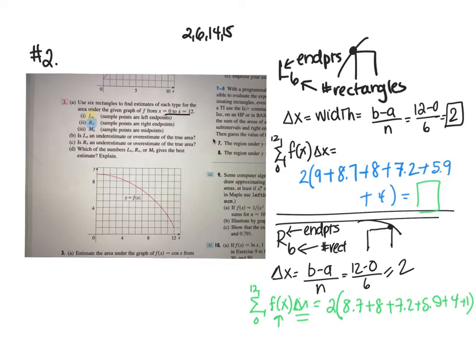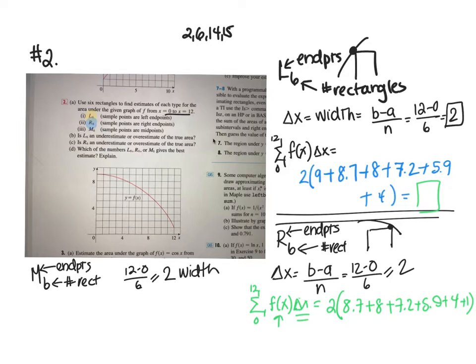But if I do the midpoint 6, again, remember M means that's where my endpoints touch, and 6 means the number of rectangles. So again, it's still going from 0 to 12, so I have 12 minus 0 divided by 6, or the width, which we would call delta x, is 2.